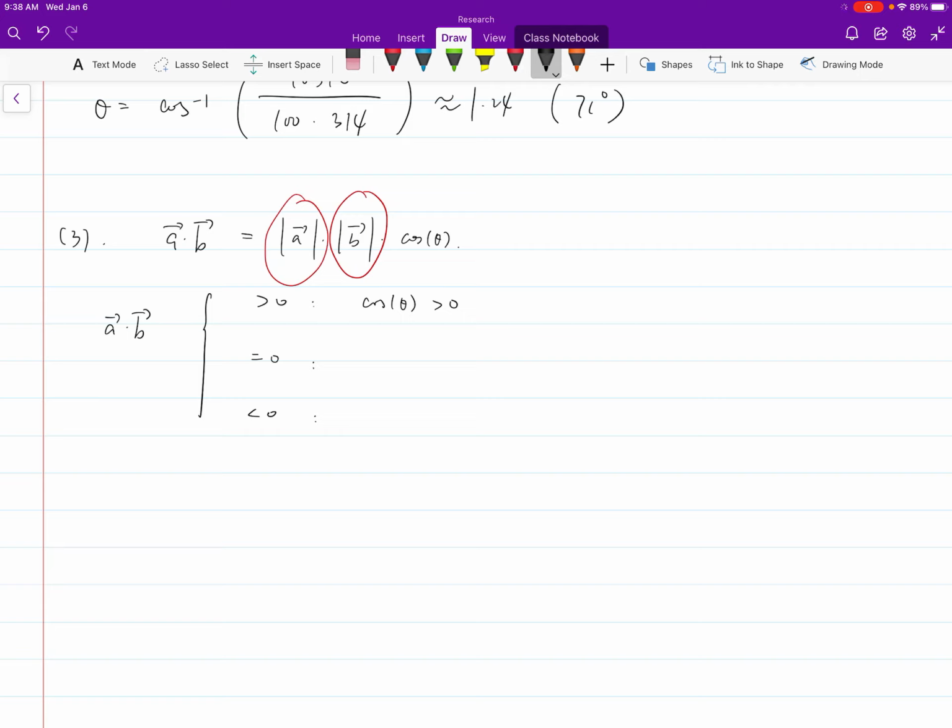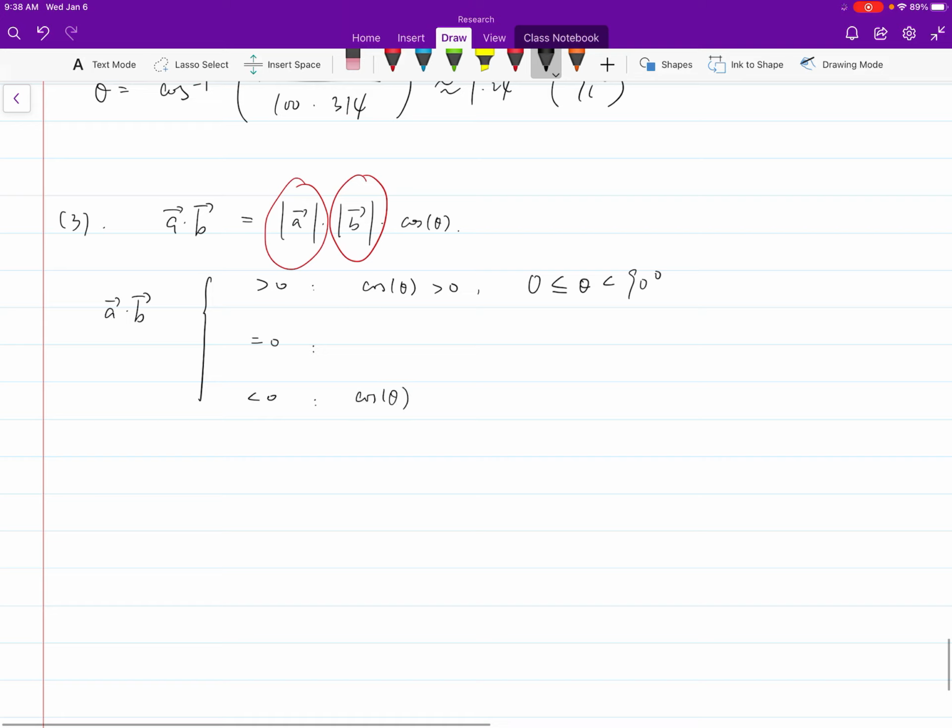But if cosine theta is positive, that means what? That means A and B have an acute angle, which is between 0 and 90 degrees. Or let's say it more carefully, 0 less than theta.